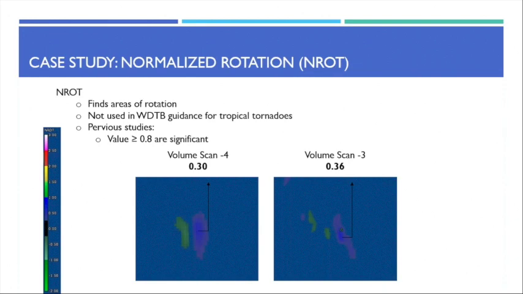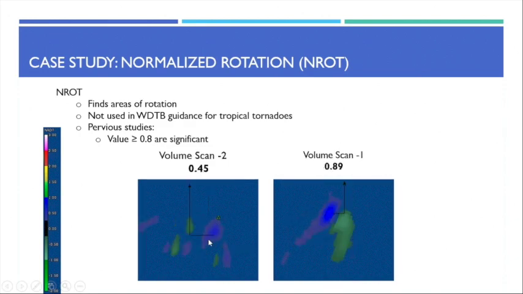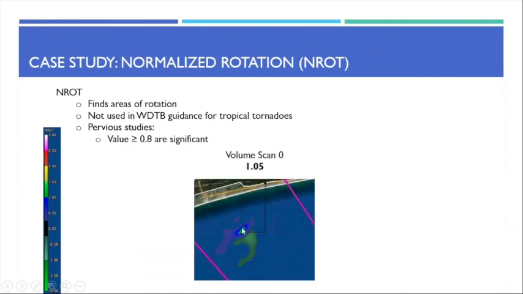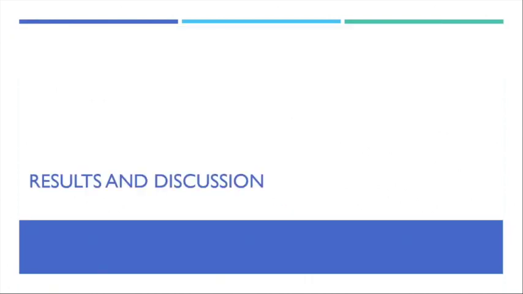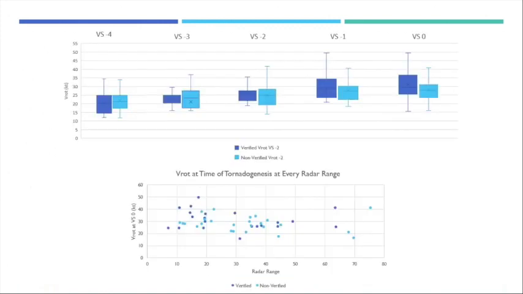Going through the volume scans, it starts as a very dark blue at volume scan 4 and 3. Going through, you see those blue values start to increase and it becomes way brighter. And by the time of the tornado touching down, those values have reached over 1, which is very indicative of a strong tornado. So now that we've gone through all the parameters that we're looking at, I can start to describe what I found after analyzing all 46 cells and their features.